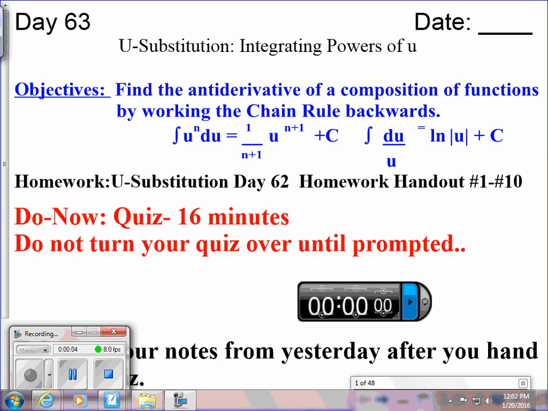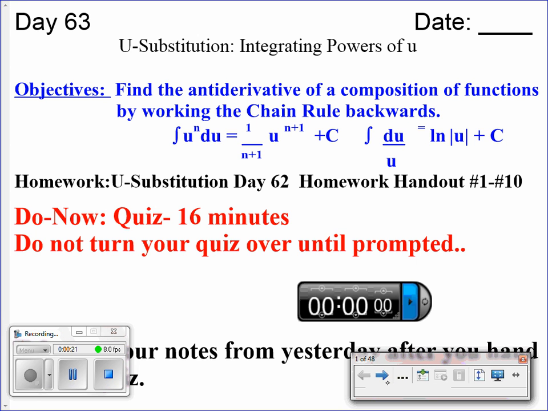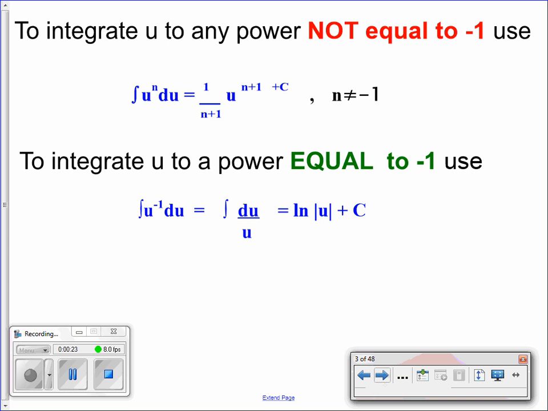So today we're going to be working on u-substitution with the power rule, which works for any power other than -1. And if the power is -1, then it's the ln of u. All right. Let's get right to an example of both of these. I'm going to skip over some stuff I was going to do, and we're going to get right to an example. I'm going to juxtapose two problems, and hopefully you'll see.